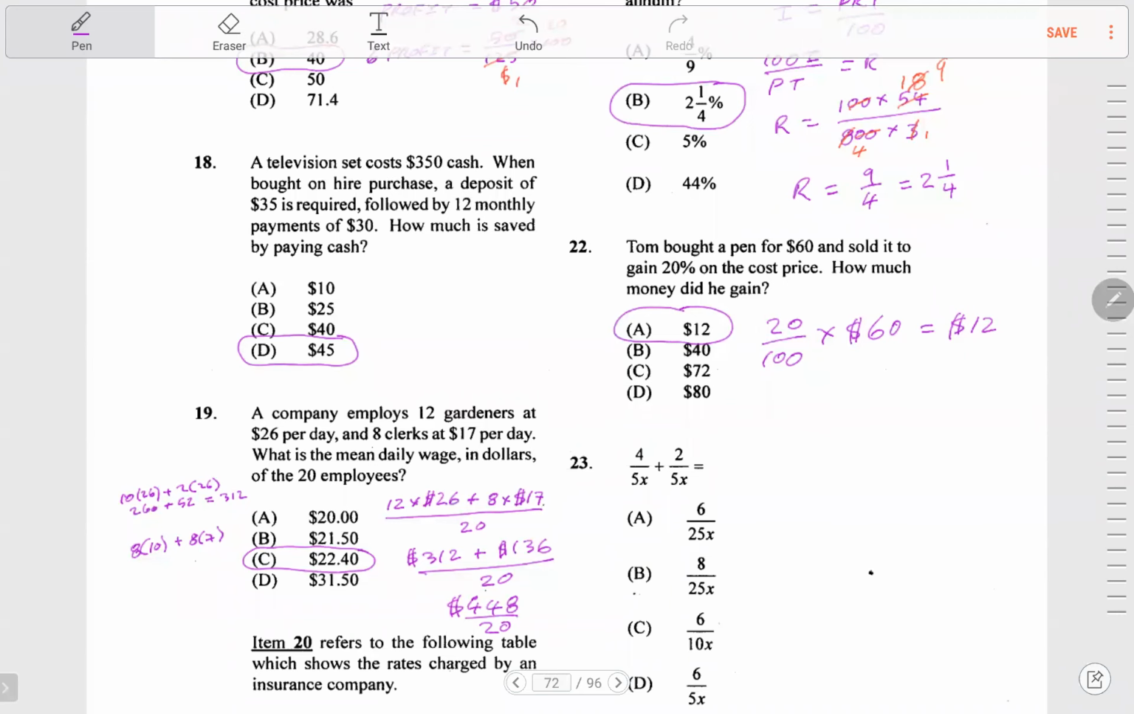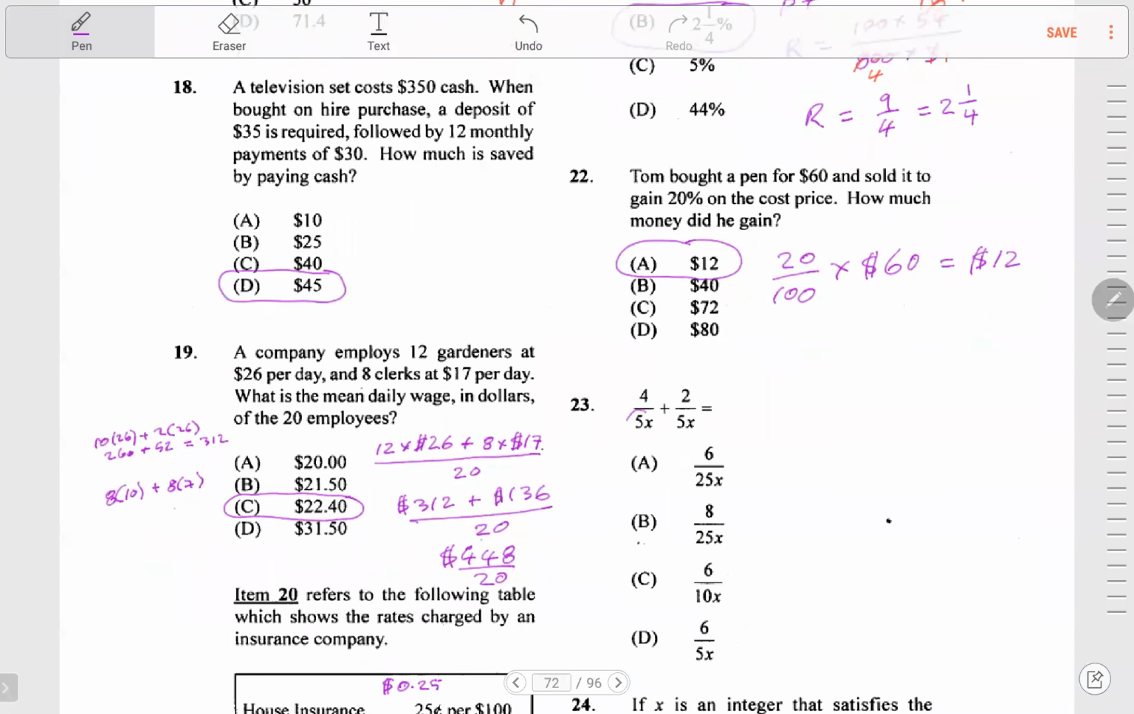All right, this one, easy again. The two denominators are the same, so just add the numerator values. So it becomes 6 over 5x. Easy. Two denominators are the same, so just add the numerators and put the common denominator. 6 over 5x is that one.